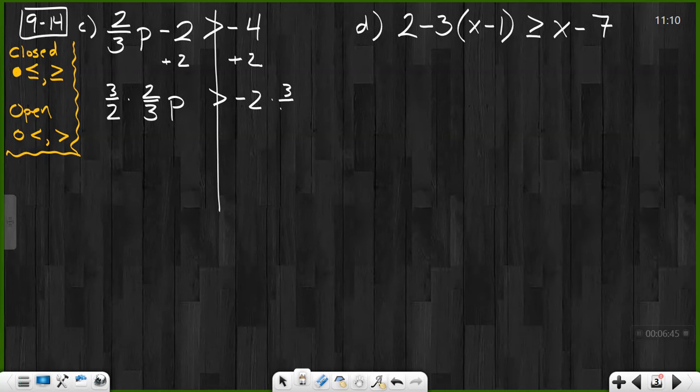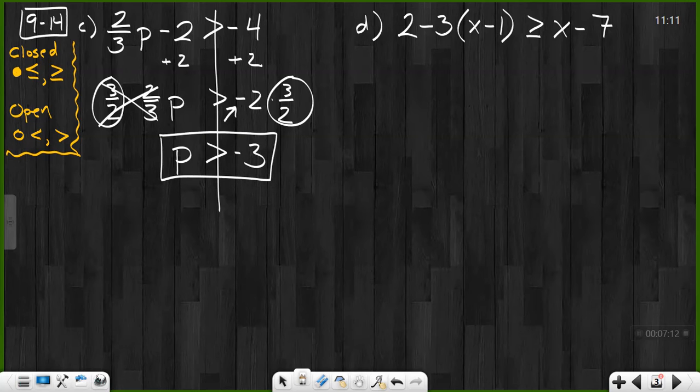What I do on one side, I have to do on the other. These cancel each other out, giving me P is greater than. I did not flip my symbol because I did not multiply by a negative. I know that right here that 2 is a -2, but that's not what I'm multiplying by. The number that I multiplied by on each side is 3/2. That was a positive. All right. So in this case, it still gives me a -3 as my result. All right. And I find that P is greater than -3.